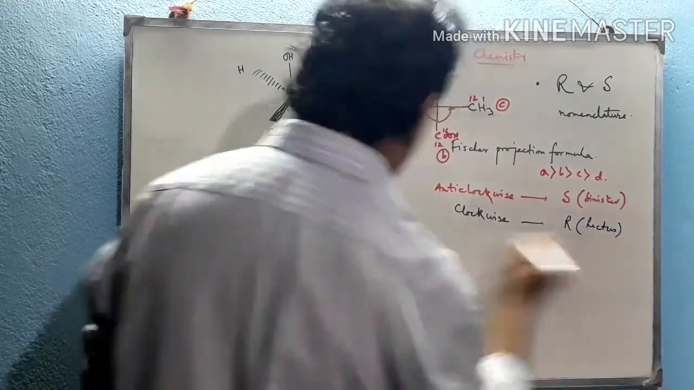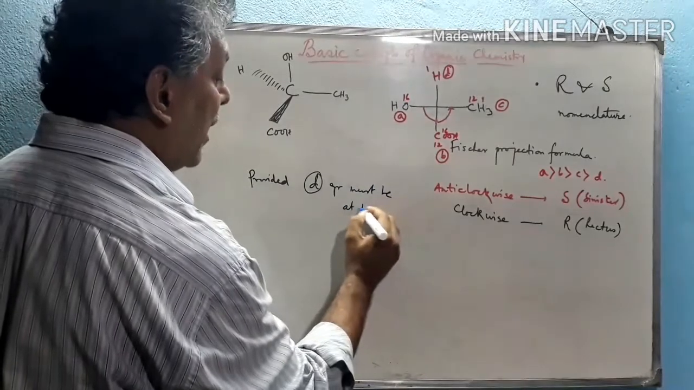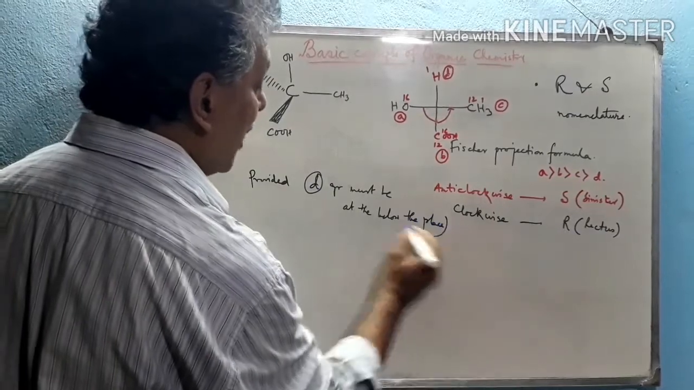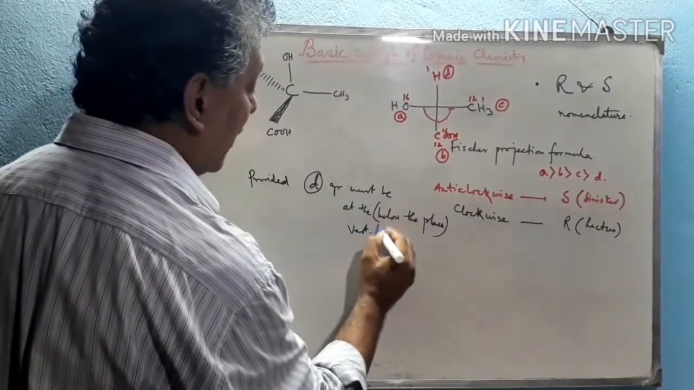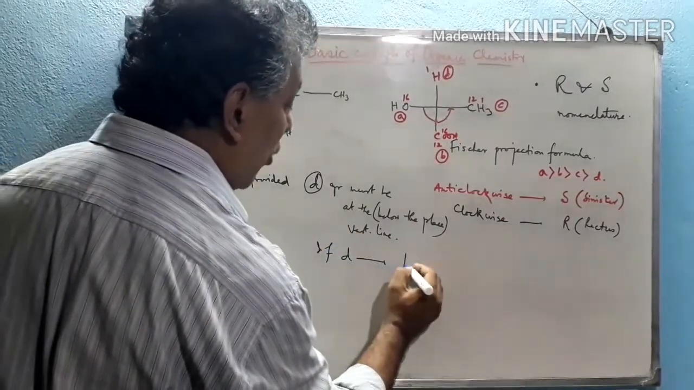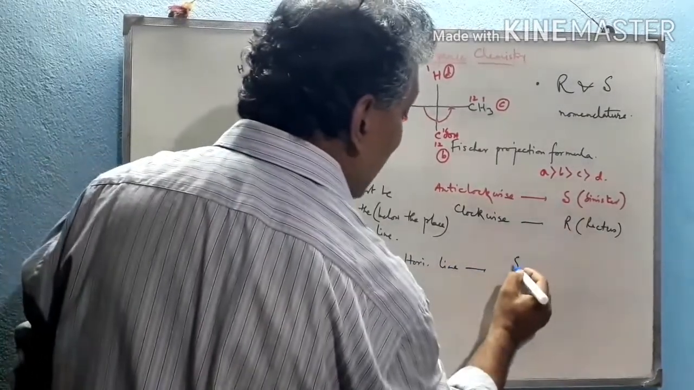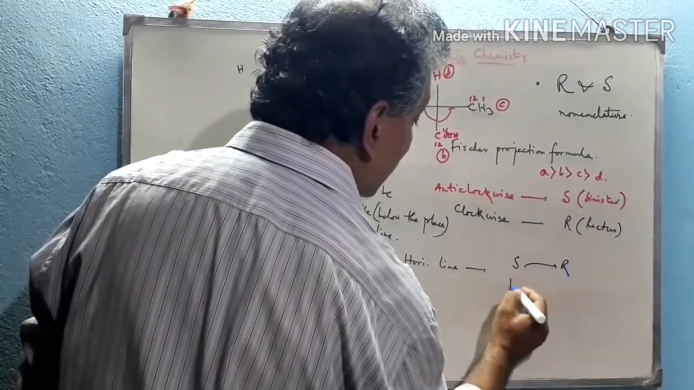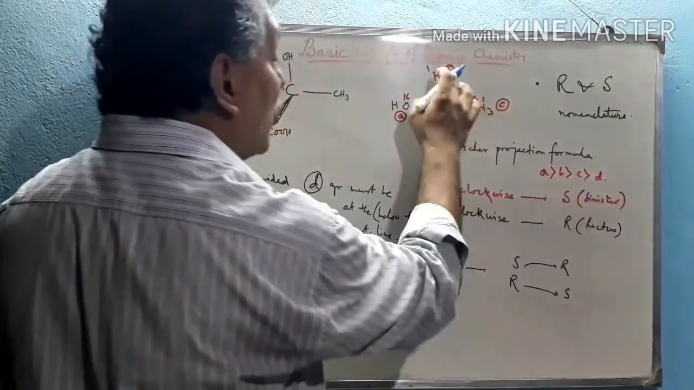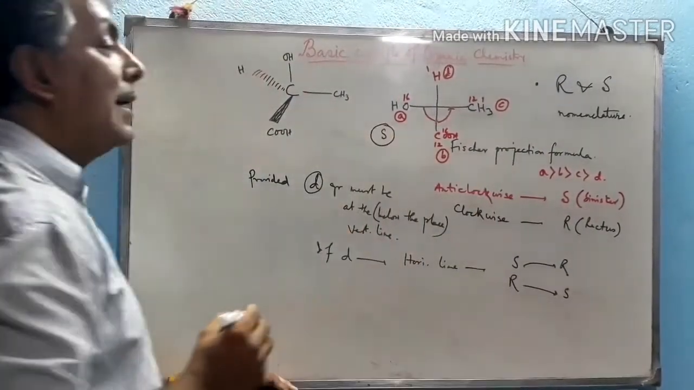But this holds provided that the D group is below the plane, that means on the vertical line. If D is on the horizontal line, then if it comes out S, it becomes R, and if it comes out R, it becomes S. So as it is S and hydrogen is on the vertical line, its nomenclature will be S-lactic acid.